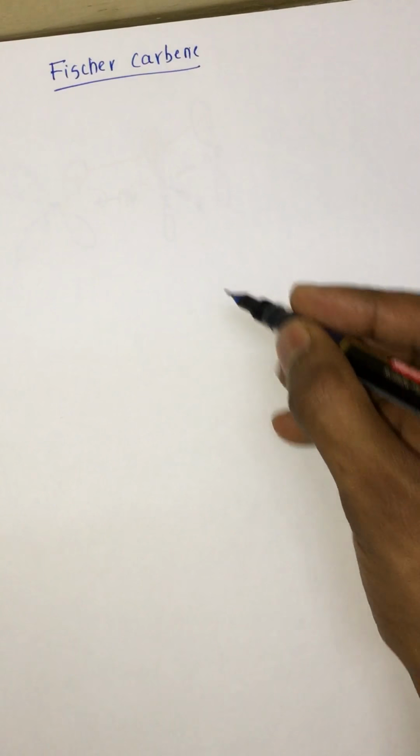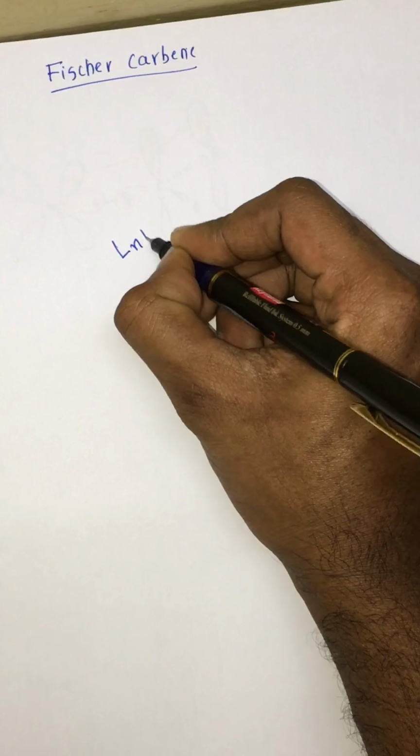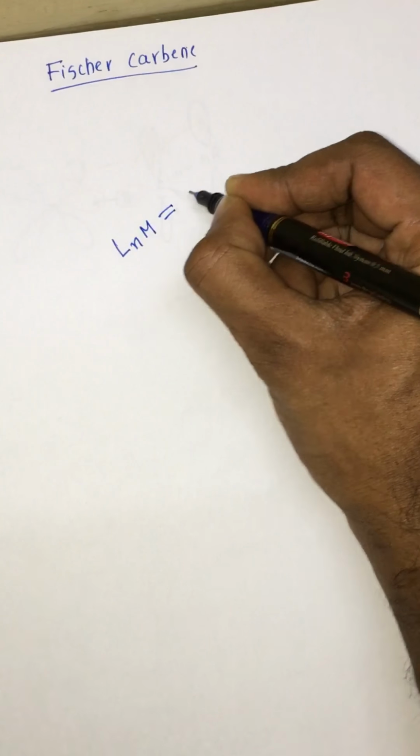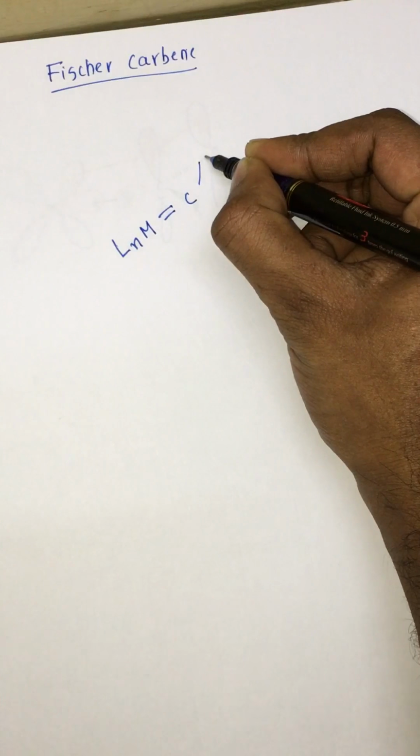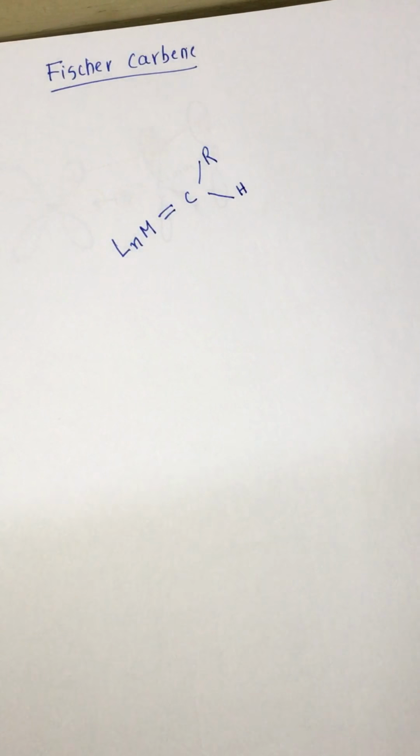Now we are going to talk about the Fischer carbenes. Here the carbene is attached to the metal: Ln M double bond C R H. So this is the general formula for Fischer carbene and Schrock carbene.